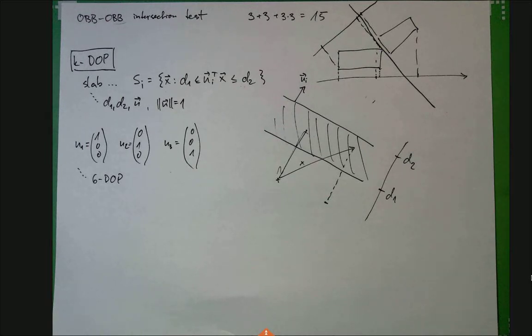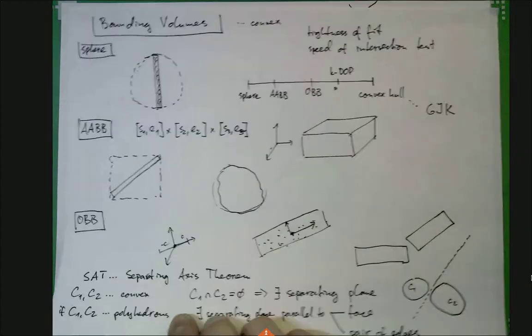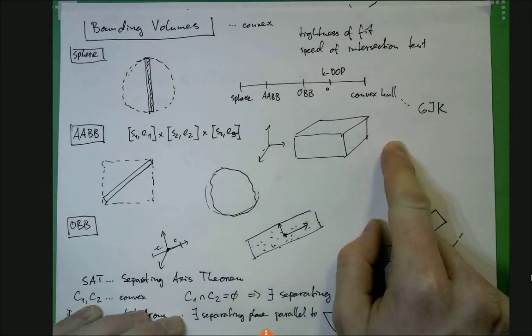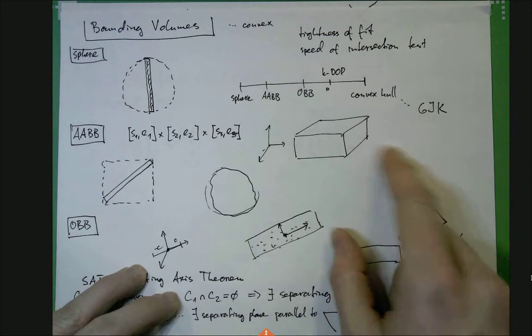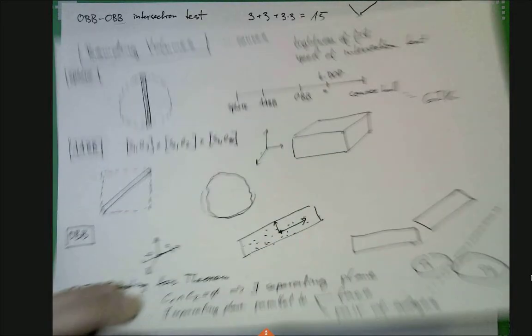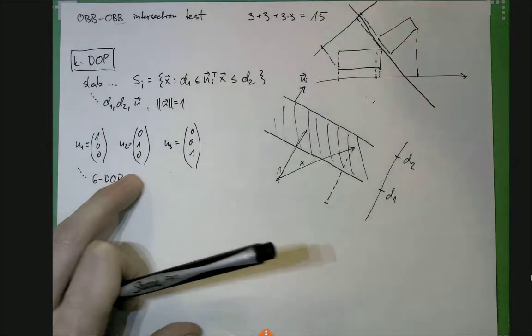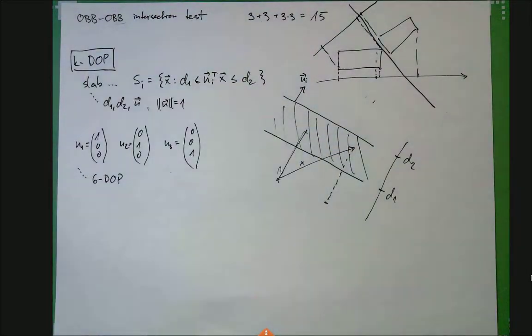Yes, 6-DOP is a synonym for AABB, right? Because that's exactly what AABB was doing. It was taking slabs with planes whose normals are given by the coordinate axes x, y, z. So one way you can look at KDOP is essentially generalizing the idea of AABBs, to give AABBs more power, right?